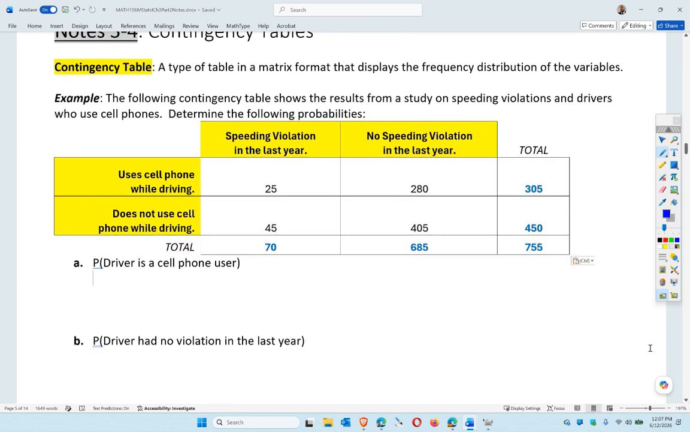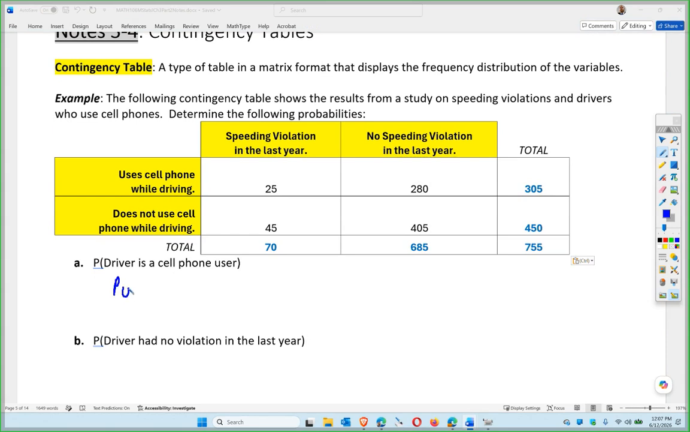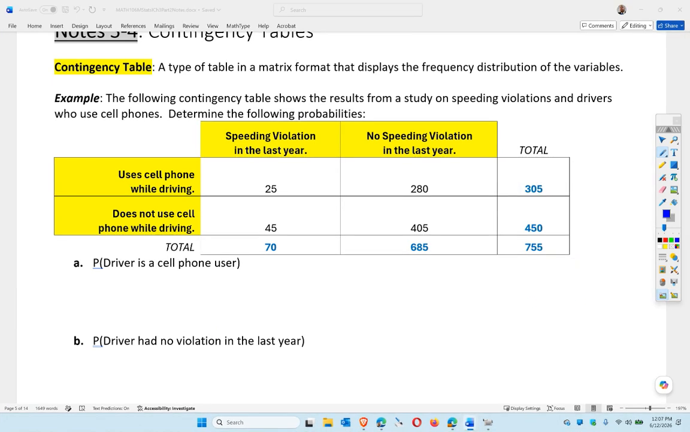So the driver is a cell phone user. So we'll do the probability of user. That is a single event, user. So whenever you have a single event, that's going to be a marginal number. So user is 305. So it's 305 out of the total, which is 755, or the grand total, right? So anytime a single probability is being asked, it is a marginal probability because it's in the margin, which is where we get the answer, correct?